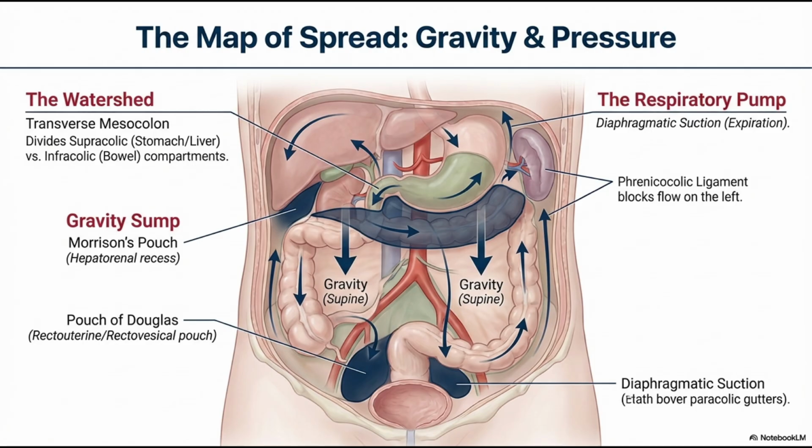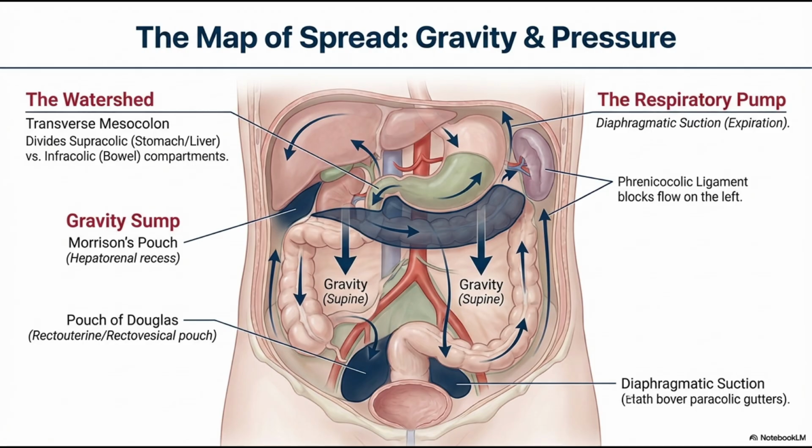Exactly. So left subphrenic abscesses are actually rarer than right-sided ones. But, and here's the catch, when they do happen, they're usually contained and much harder to drain because the spleen and the colon are right in the way. We'll definitely get to the drainage issues in a bit.